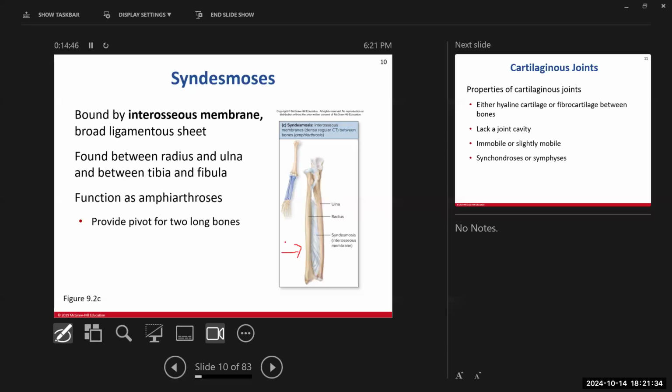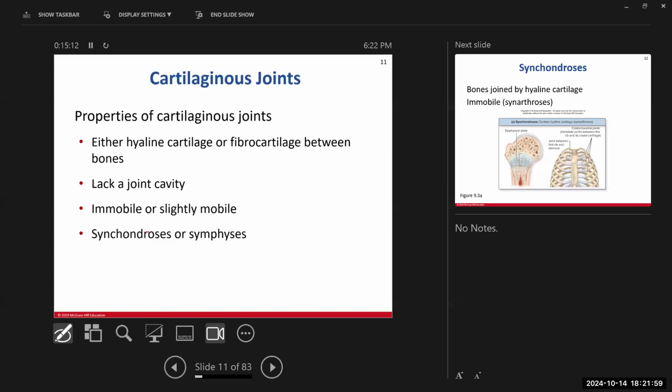So anyways, point being, with this type of joint there is very little movement. But think of it as acting as a pivot point. It is classified functionally as an amphiarthrosis, which means it has a little bit of movement, because you will get a little bit of movement there. Okay, so that was for syndesmoses. Now we've got our cartilaginous joints here.